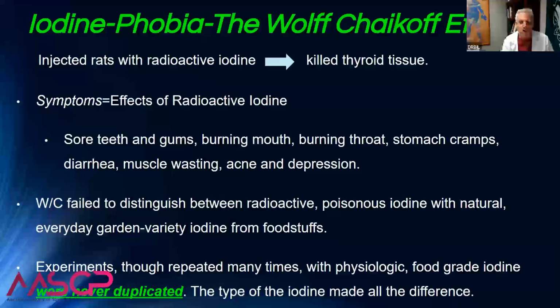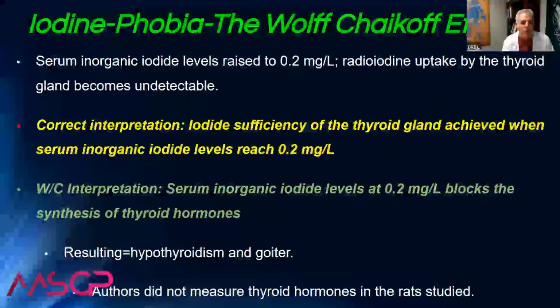So this was called the Wolff-Chaikoff effect. Even though they used radioactive iodine and poisoned the rats, they extrapolated it to food grade iodine, and they were never able to repeat the experiments, but it didn't seem to matter to them. You know, they were right.